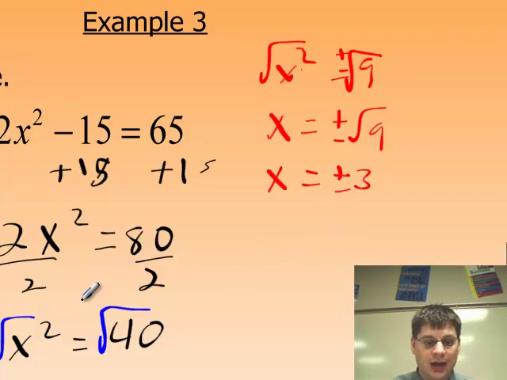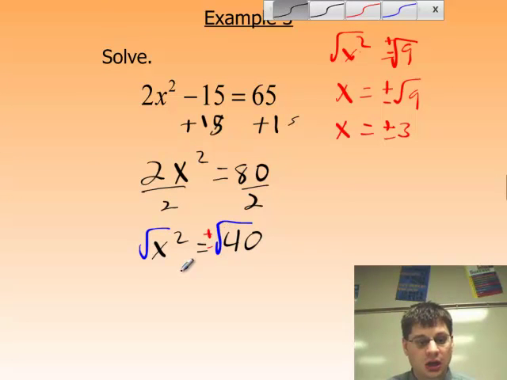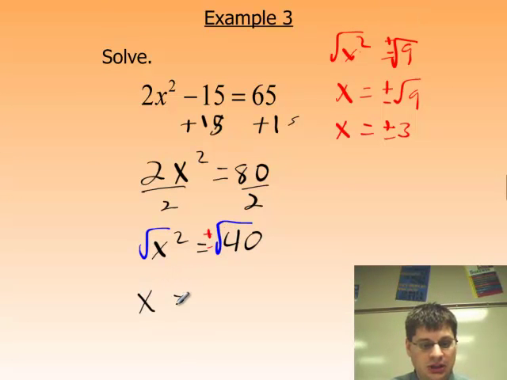Okay? So likewise here, I'm going to make this plus or minus because of the x squared. The square hides the fact of whether it's positive or negative. So I'll be left with x equals plus or minus the square root of 40.